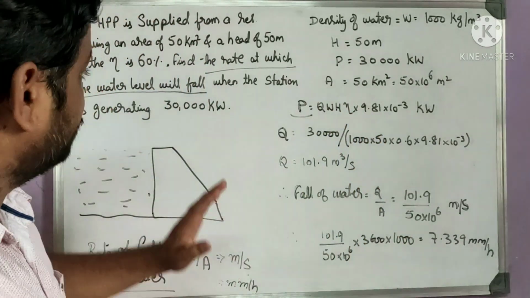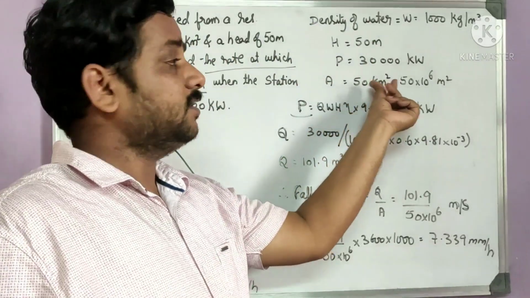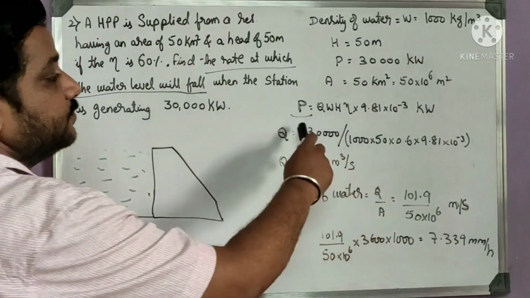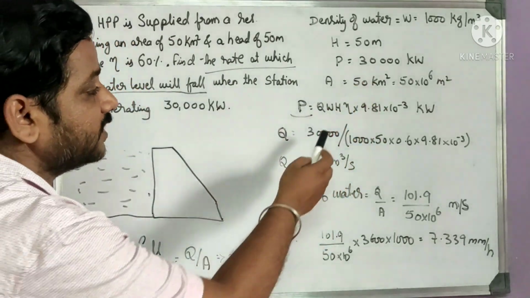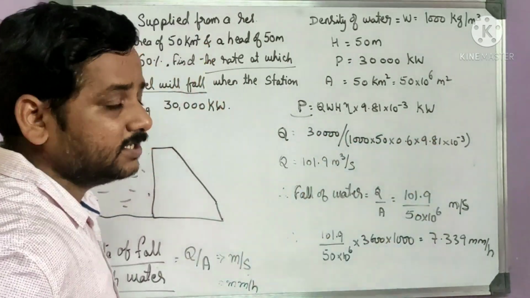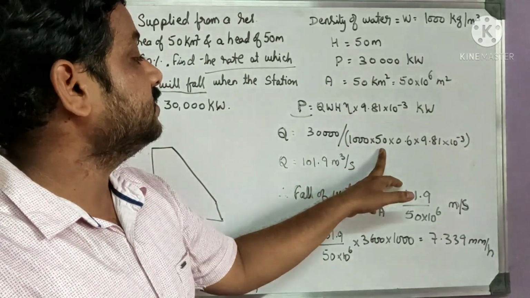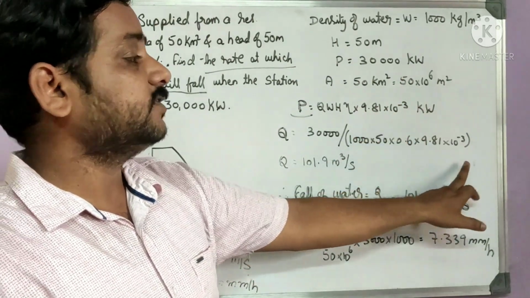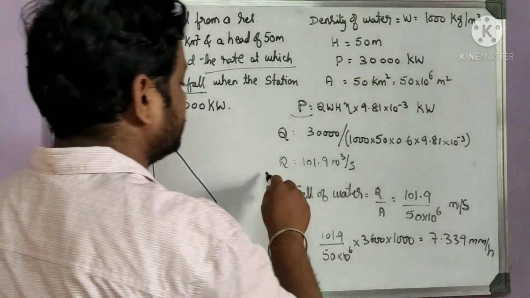Then the power generated is given in this question, that is 30,000 kilowatt. It has been written here, and the area is of 50 km square. Let me write it in terms of meter square. So 50 into 10 to the power of 6 meter square. Now I substitute this in the formula. I got the power, but I want to find Q. So what I can do here, Q is equal to the power 30,000 divided by all of the parameters. So I substituted all the parameters here. 1000 is the density of the water, 50 is the head of the plant, 0.6 is the efficiency, and 9.81 into 10 to the minus 3. Once you simplify, you get Q, 101.9 cubic meter per second.